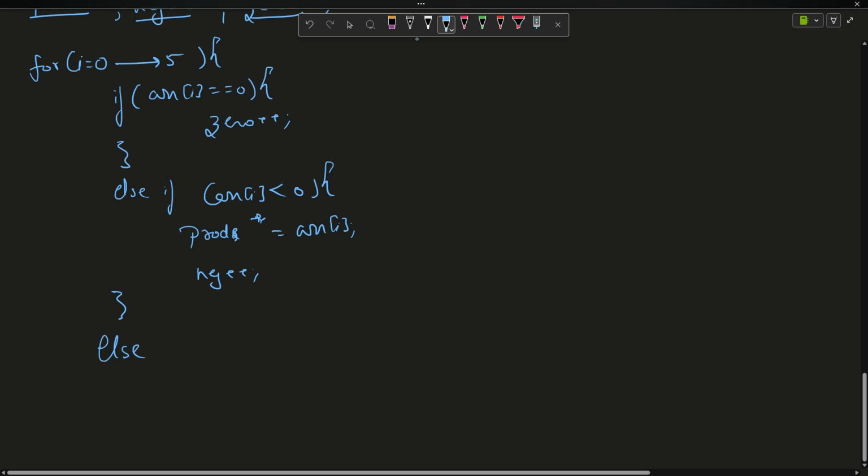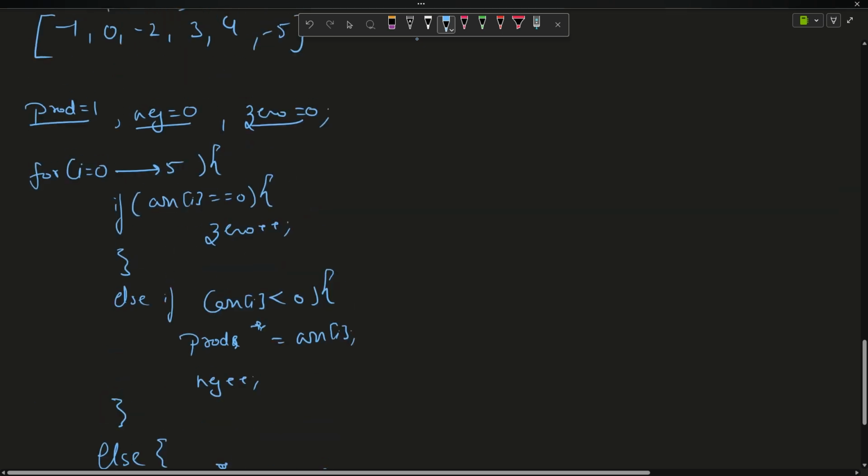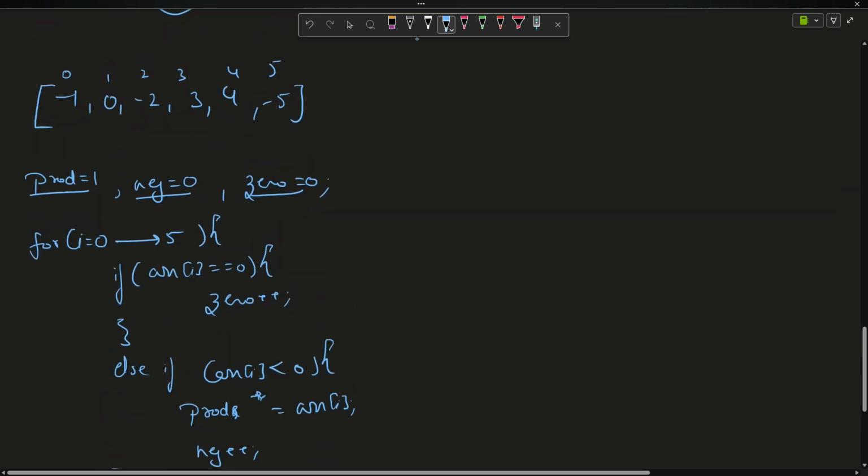Else, if the number is not 0 and not negative, the number is absolutely positive, so I don't have to do anything, I just have to multiply. So product *= arr[i]. What is my product containing? The product of all the elements except 0. So it is currently containing -1 into -2 into 3 into 4 into -5 into -5.